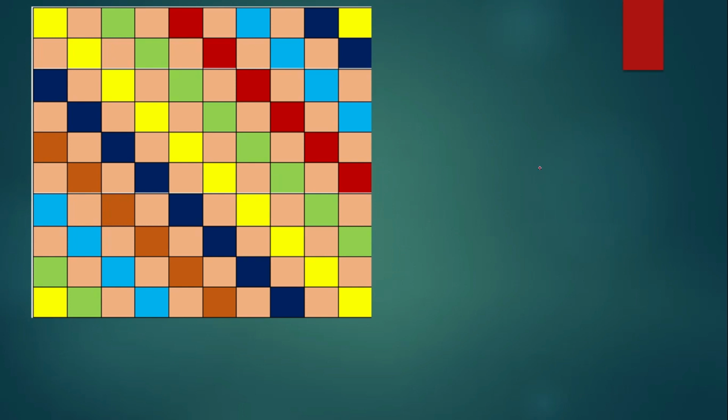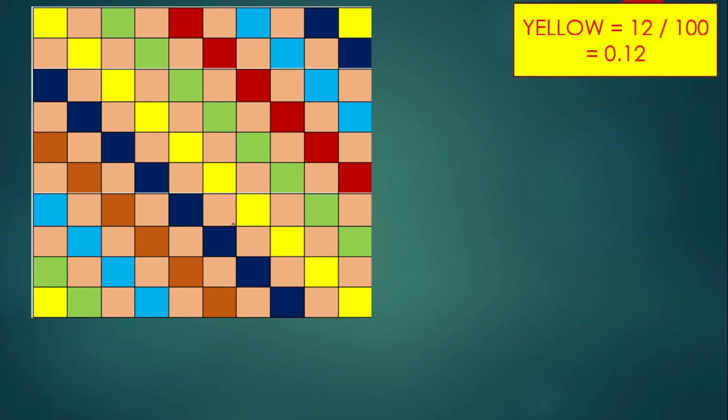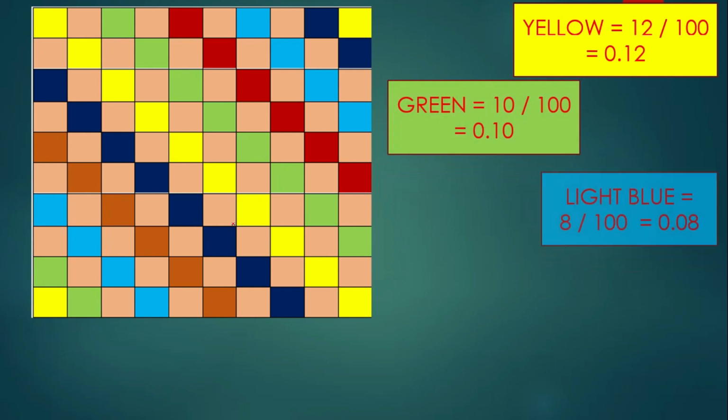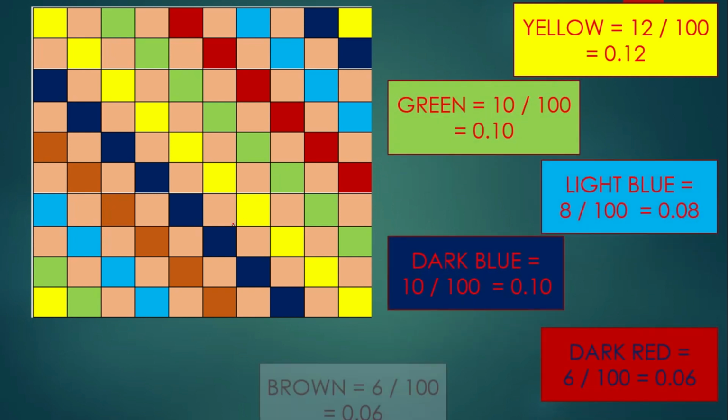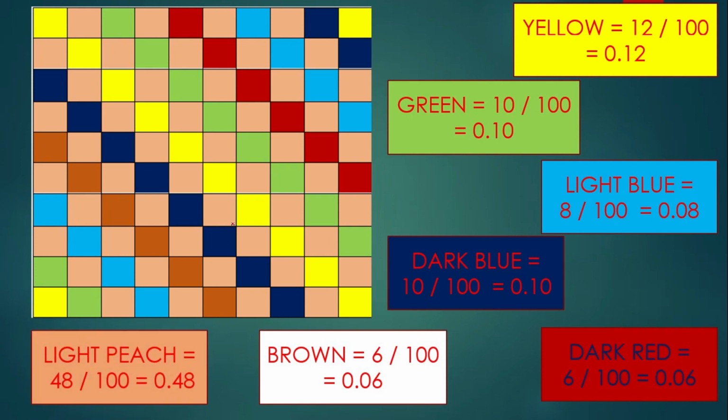Here you can see I have colored all the 100 squares using different colors. How many colors I have used? 1, 2, 3, 4, 5, 6 and 7. Now in the same way, you will also make a pattern and write down the name of each color used. Like here, we have the first color yellow, and next is green, light blue, dark red, brown and light peach.